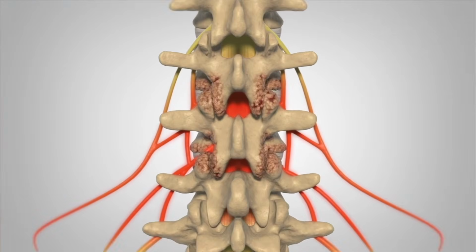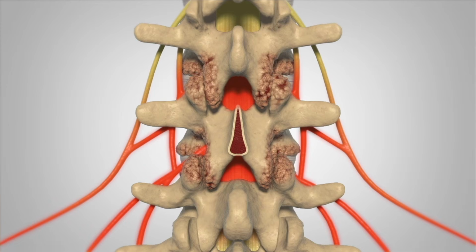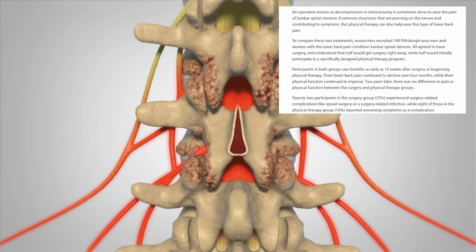Now, when we're looking at another study that looked at surgery versus non-surgical treatment for lumbar spinal stenosis, they had a comparative effectiveness randomized trial with 2 years follow-up. When we're looking at that, they found similar results, even though they had a smaller group. They compared this treatment and surgery between 169 patients, and they divided them in two groups.